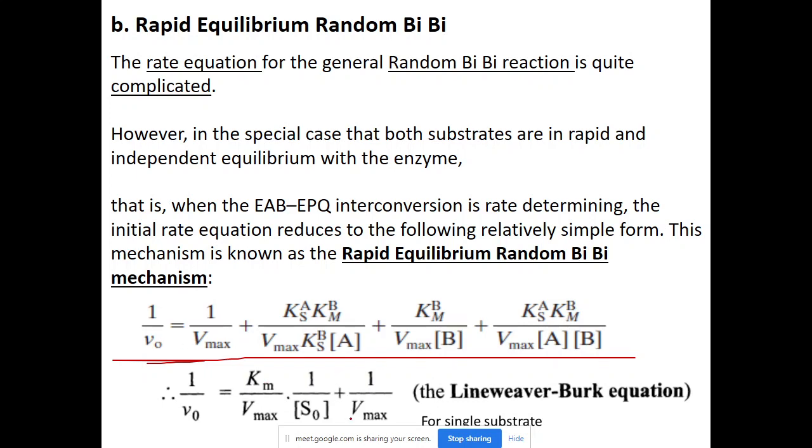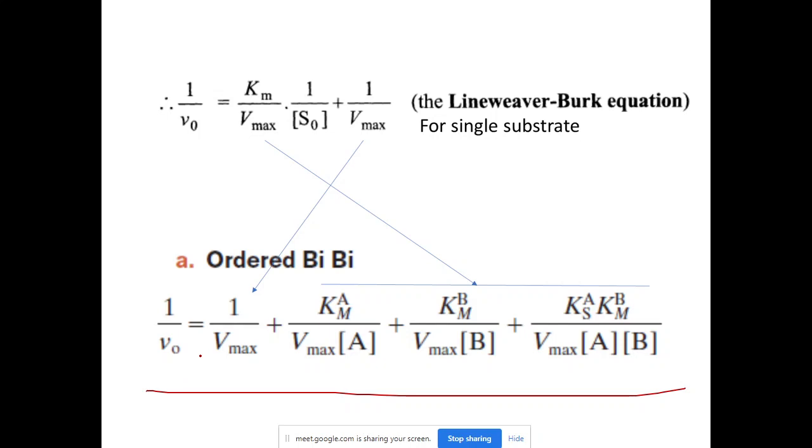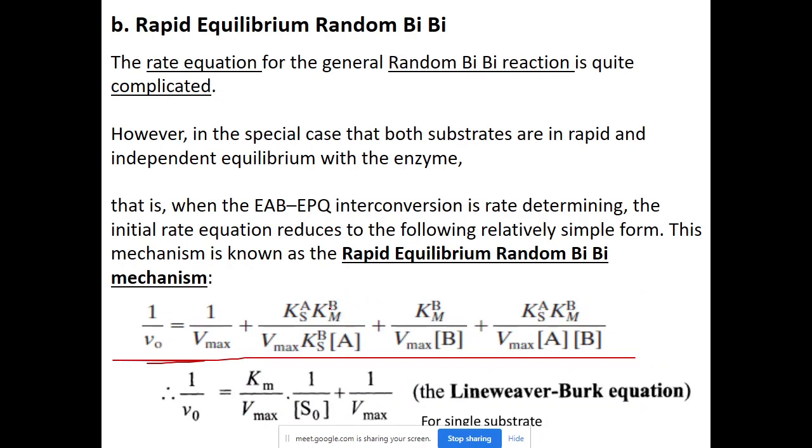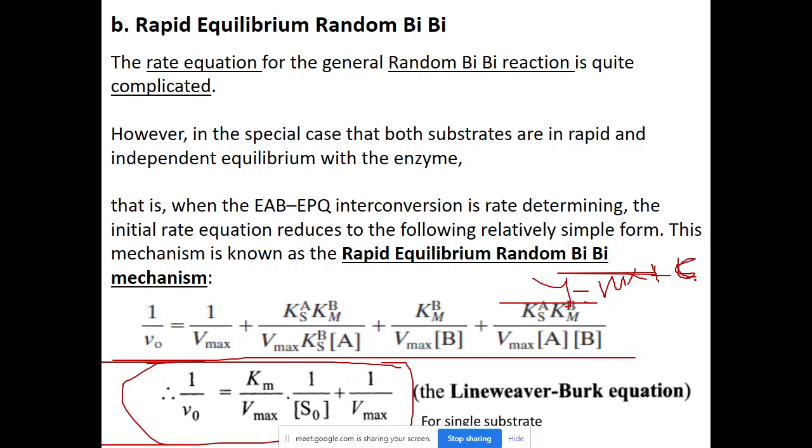Now, this ordered bi-bi reaction and this random bi-bi reaction both look like 1 by V0 is equal to Km by Vmax times 1 by S0 plus 1 by Vmax. What will this remind you of? This will remind you of the straight line plot, correct? So y is equal to mx plus c. You remember this, dear students? y is equal to mx plus c?